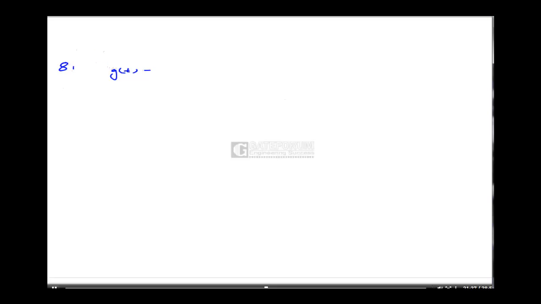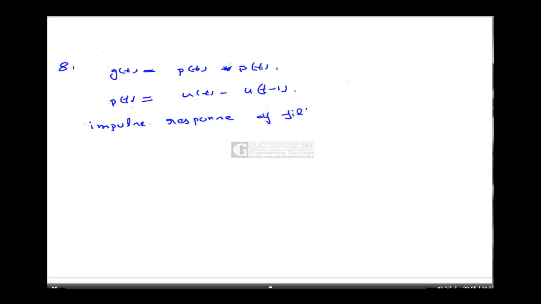Now one more very good problem that appeared in GATE 2006. A signal g of t is given as a convolution of signal p of t with p of t. Signal p of t is given as u of t minus u of t minus 1. Now we need to find the impulse response of a filter matched to the signal. That means we want to find the impulse response of a matched filter.